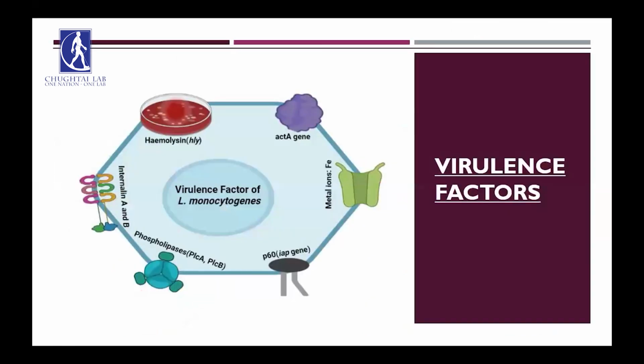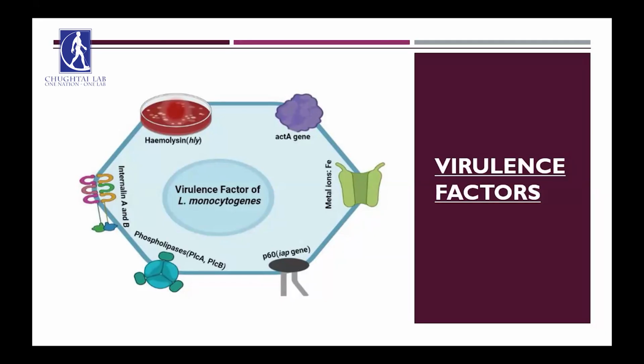Coming towards the virulence factors of Listeria, we have the hly gene, which encodes for listeriolysin, which helps evade the phagosomes. Then we have the actA gene, which encodes for the ActA protein, which helps in spread from cell to cell. Then Listeria also has metal ion channels. We have the p60 gene, which encodes for the p60 protein, which helps in adhesion and cell division.